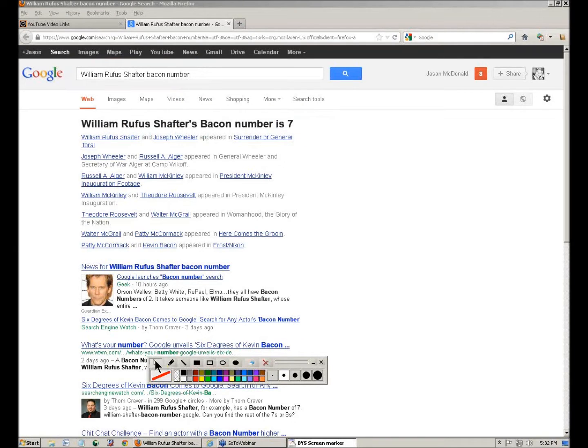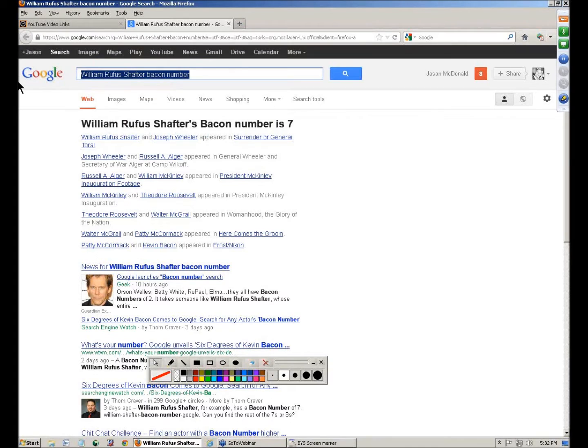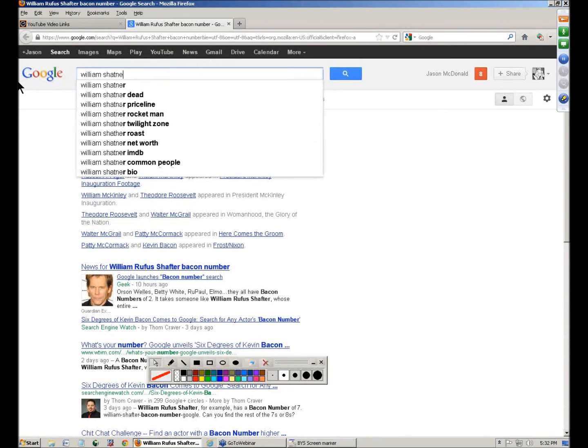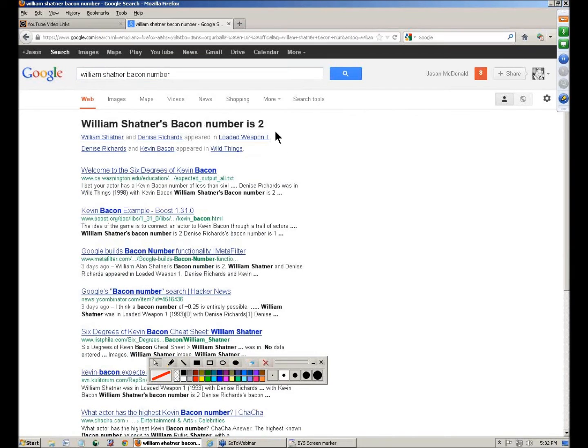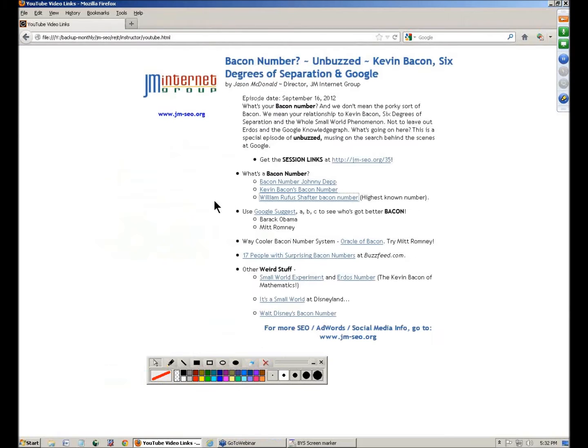And, of course, I'm a geek. I'm a nerd. I'm always interested in William Shatner from Star Trek. He's a 2. I would have thought he'd be a 3 or a 4. So those are some examples of Bacon numbers and how you do them.